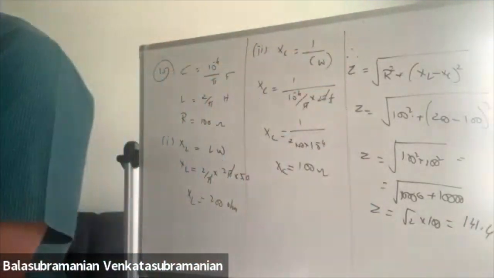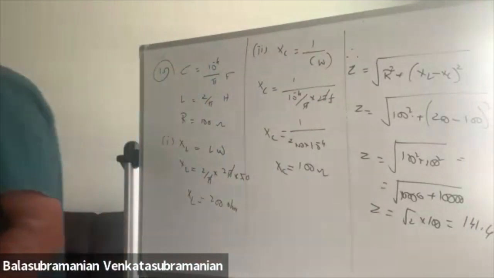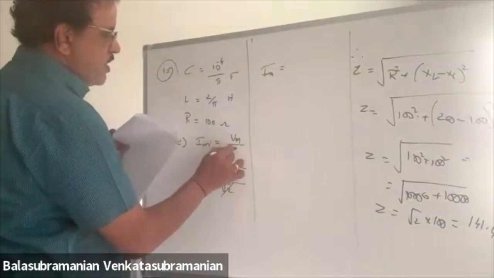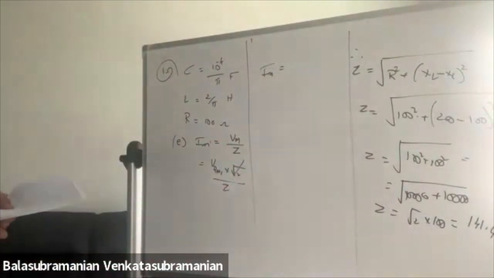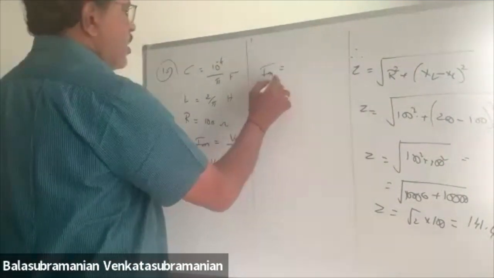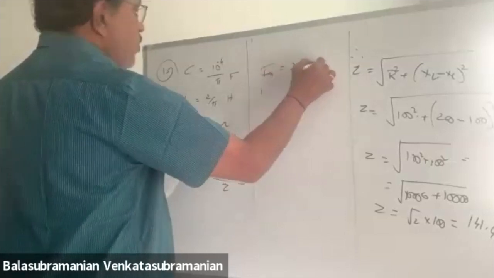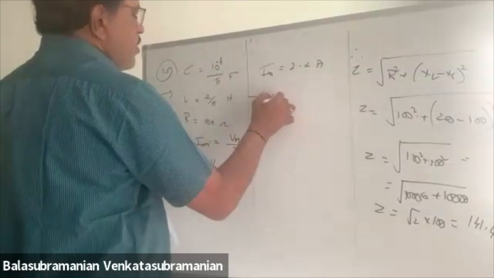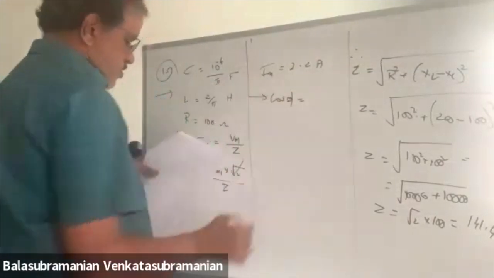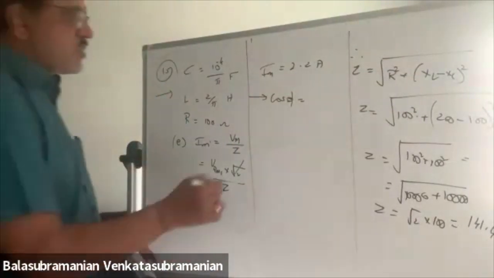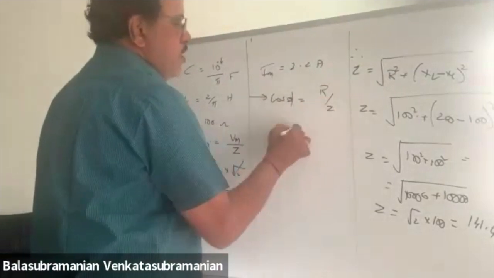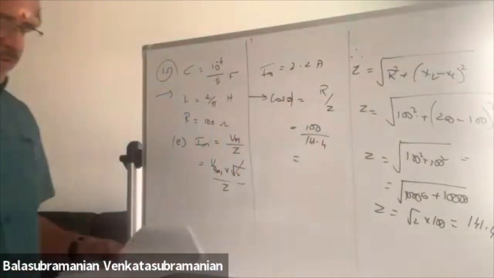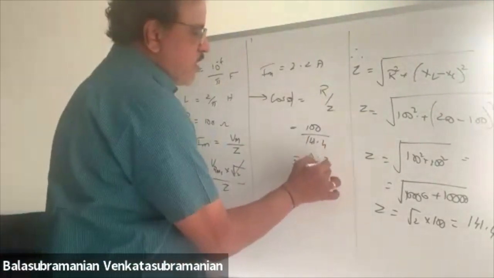Peak value of current. VRMS by Z. Okay, calculate, the current will be 2.2 ampere. Power factor cos phi is equal to R by Z. 100 by 141.4. Simplify, 0.707.